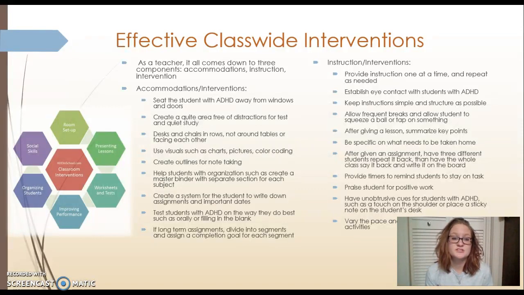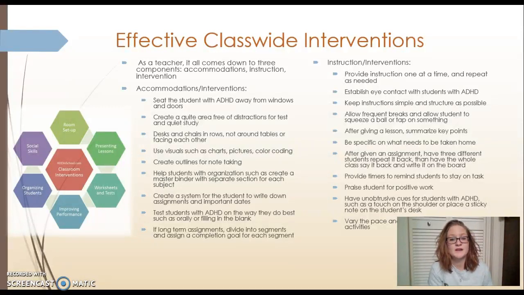Also, with a student with ADHD, it is important to use anything visual, such as charts, pictures, or color coordinating, as anything with colors or different pictures grabs the attention of the student with ADHD. When doing a lesson, provide outlines for note-taking, as this helps the child with ADHD to stay on task and know what they need to get done.